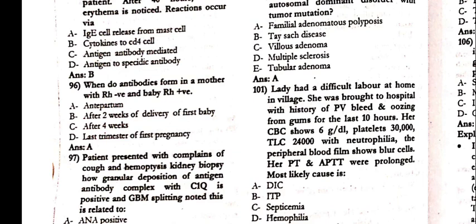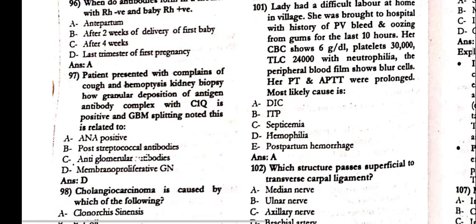96, when do antibodies form in an Rh-negative mother with an Rh-positive baby? That is the antepartum period. 97, the patient presented with the complaint of cough, hemoptysis, kidney biopsy shows granular deposition of antigen-antibody complex with C1q positive and GBM splitting. This is related to membranoproliferative glomerulonephritis, option D.